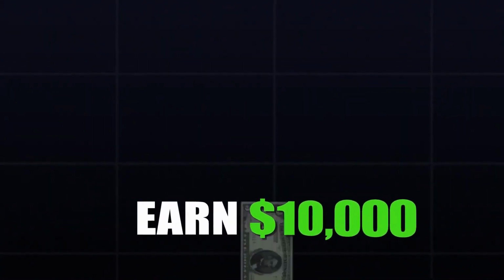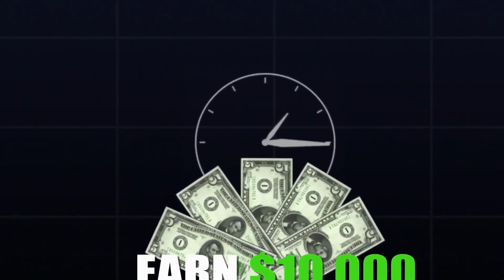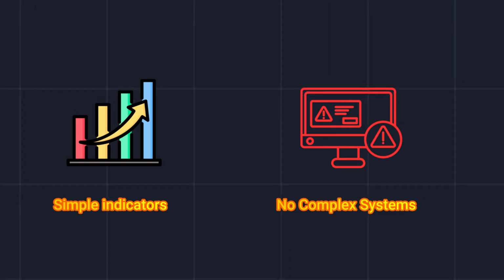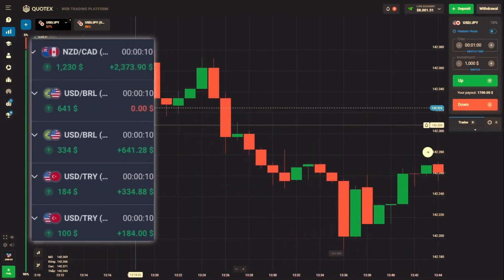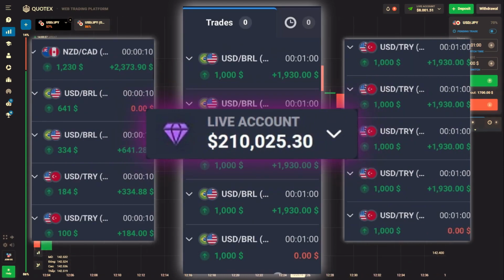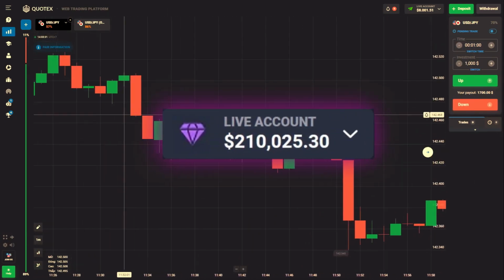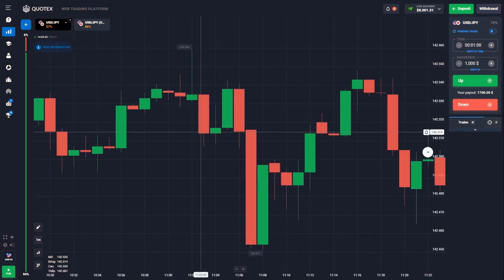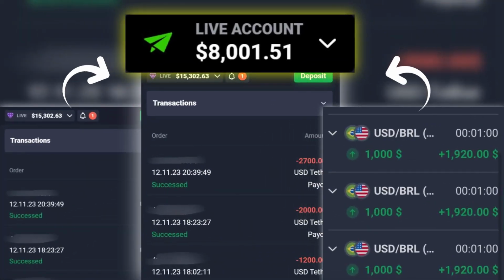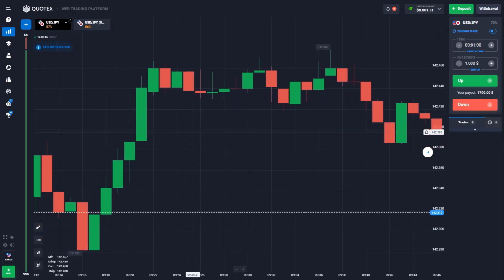Have you ever thought about making $10,000 in just 10 minutes? That is completely possible with a simple trading strategy using candlestick patterns. Surprisingly, you won't need any complex indicators or systems. One of my subscribers successfully accumulated $210,000 within a year using only technical analysis, patterns, and classic trading methods. Today, I am happy to share their experience and demonstrate how you can profit from binary options using only candlesticks.